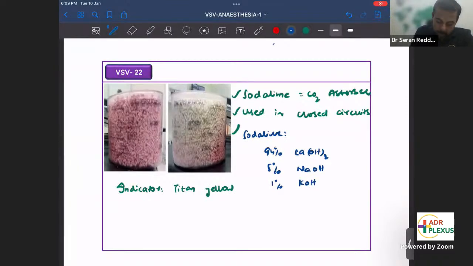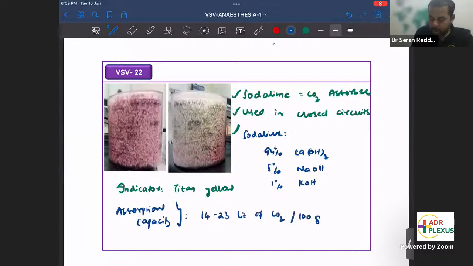And what is the absorption capacity? 14 to 23 liters of carbon dioxide per 100 grams of soda lime.